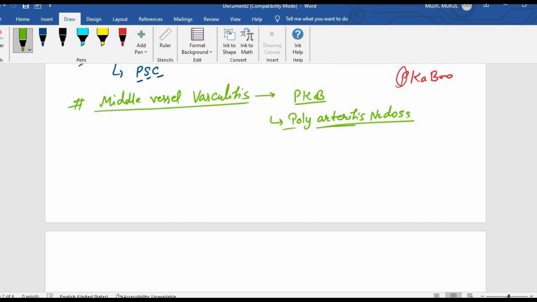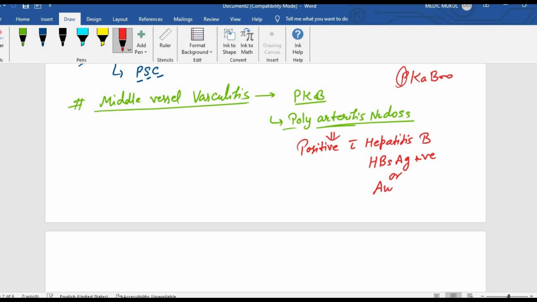So what happens in polyarteritis nodosa? Remember, this is associated with 30 to 40% of the blood vessels. And polyarteritis nodosa is positive with hepatitis B. If the patient has hepatitis B, there can be a possibility of polyarteritis nodosa. So we have HBs antigen positive, also known as the Australia antigen.